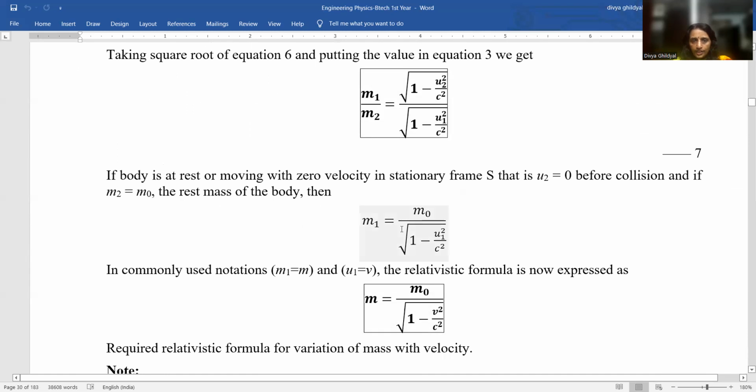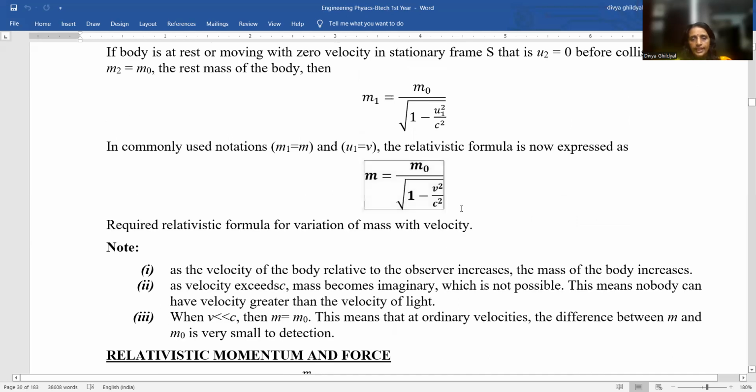If a body is at rest, or is moving with zero velocity in stationary frame S, then u2 becomes 0 before collision. And if m2 is equal to m0, the rest mass of the body, then m1 is equal to m0 upon under root of (1 minus u1 square by c square). In commonly used notation, we can write m is equal to m0 upon under root of (1 minus v square by c square). This is the relativistic formula for variation of mass with velocity.